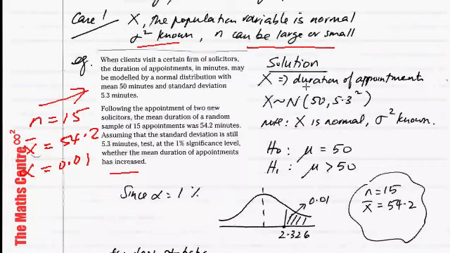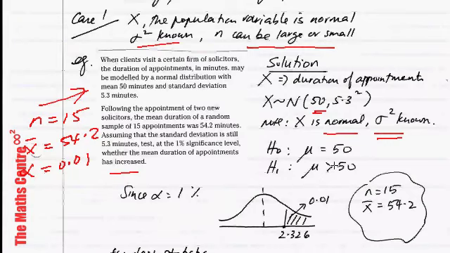X represents the duration of appointments, and we are told that X is normal with a mean of 50 and a variance of 5.3 squared. Good. So just to remind you, we are dealing with a normal distribution and our variance is known. Now let's go ahead and set up our hypotheses.